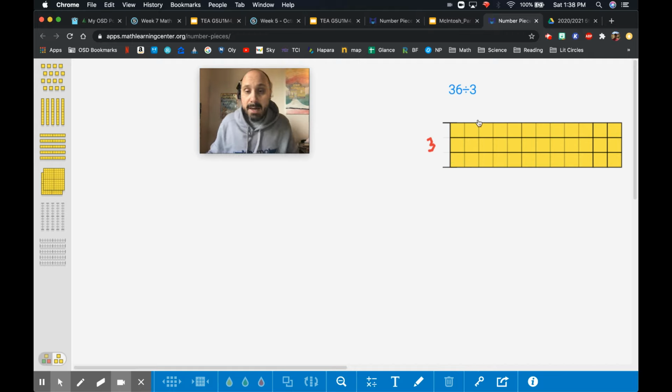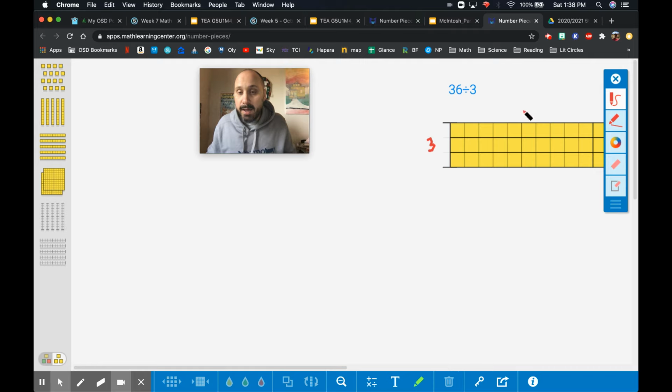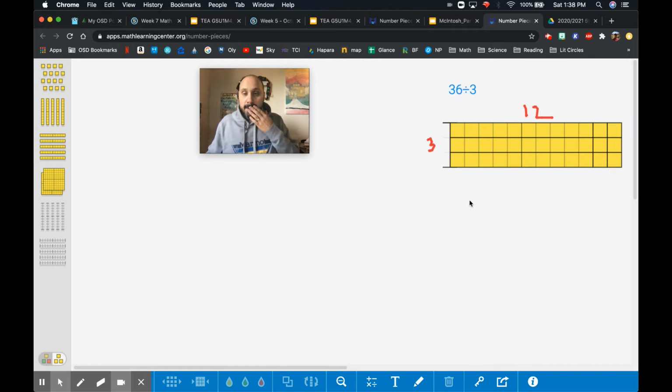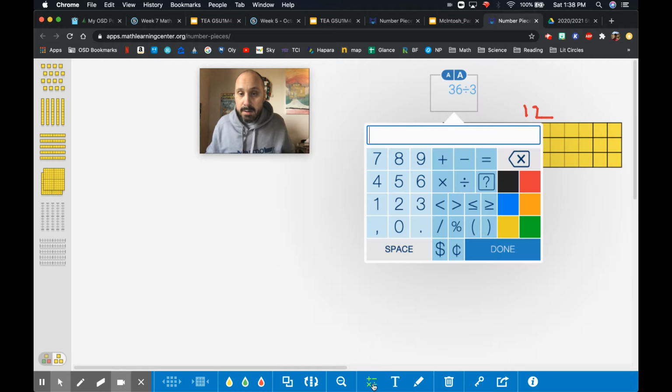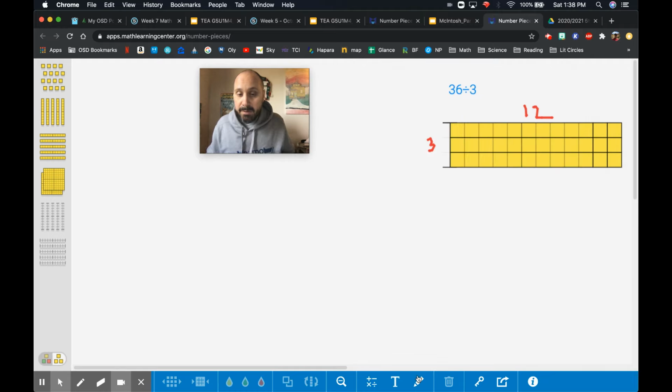So if I count my units going across, I count 1, 2, 3, 4, 5, 6, 7, 8, 9, 10, 11, 12. So my width or length up top, rather, is 12 with no remainders. So I know that 36 divided by 3. Let's see, can I click that again? Nope. 36 divided by 3, I'm just going to draw it in, equals, and here's my answer right here, 12.